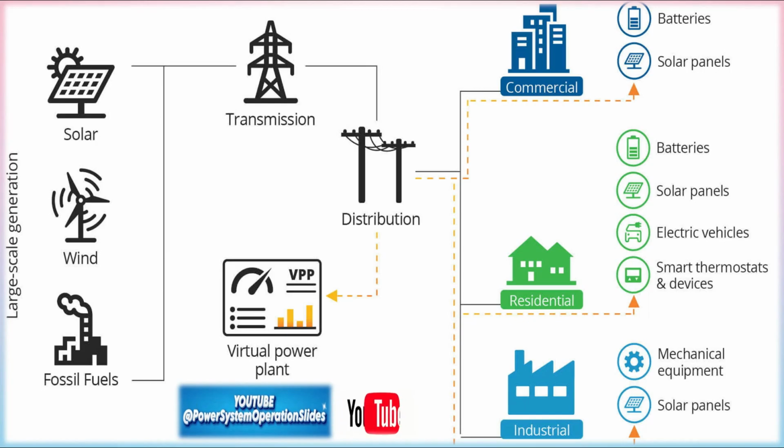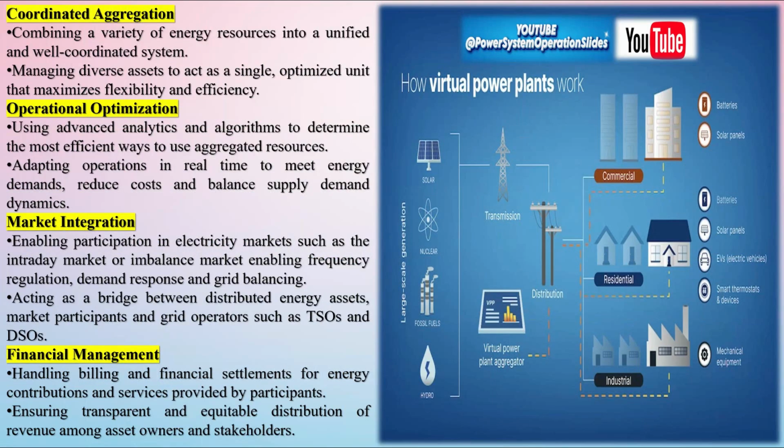Coordinated aggregation: combining a variety of energy resources into a unified and well-coordinated system. Managing diverse assets to act as a single, optimized unit that maximizes flexibility and efficiency. Operational optimization: using advanced analytics and algorithms to determine the most efficient ways to use aggregated resources. Adapting operations in real time to meet energy demands, reduce costs, and balance supply-demand dynamics.